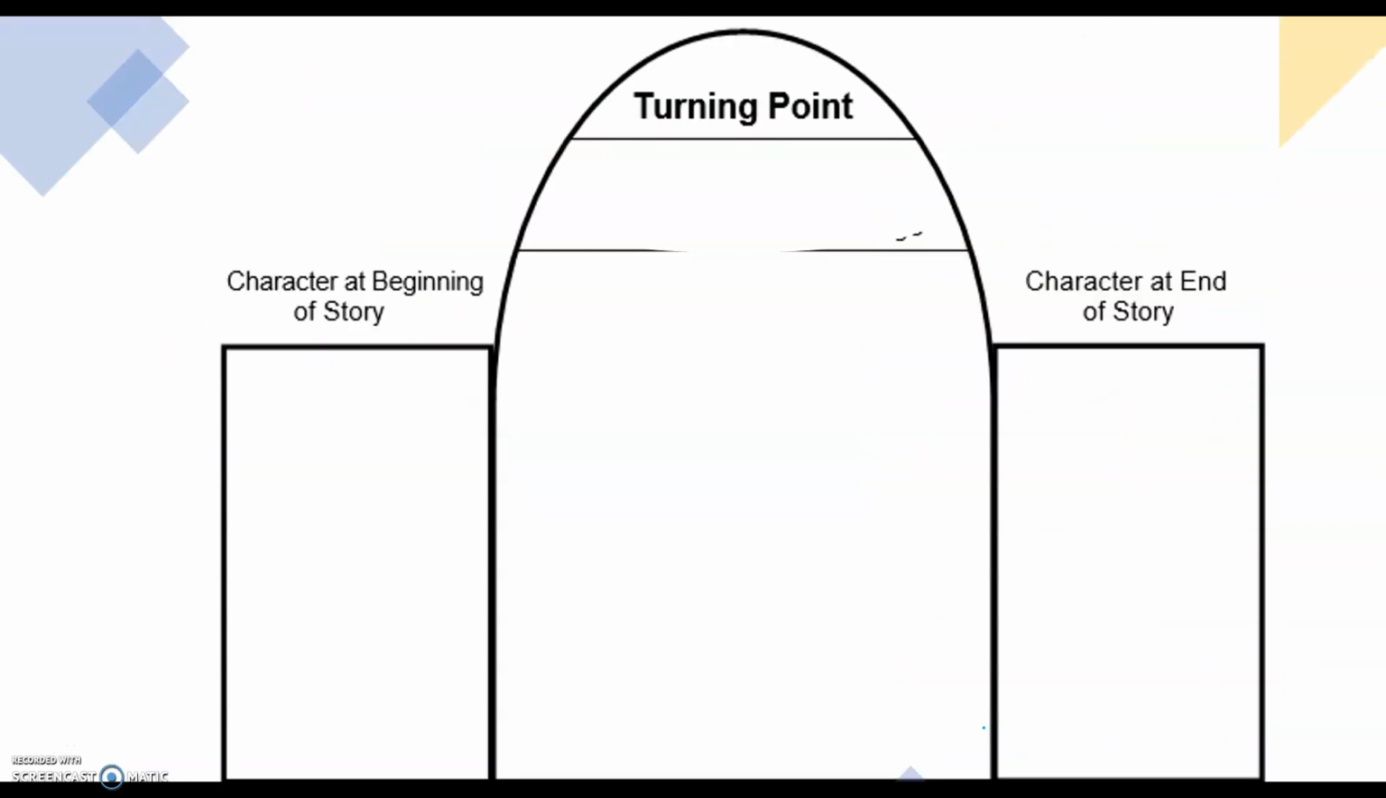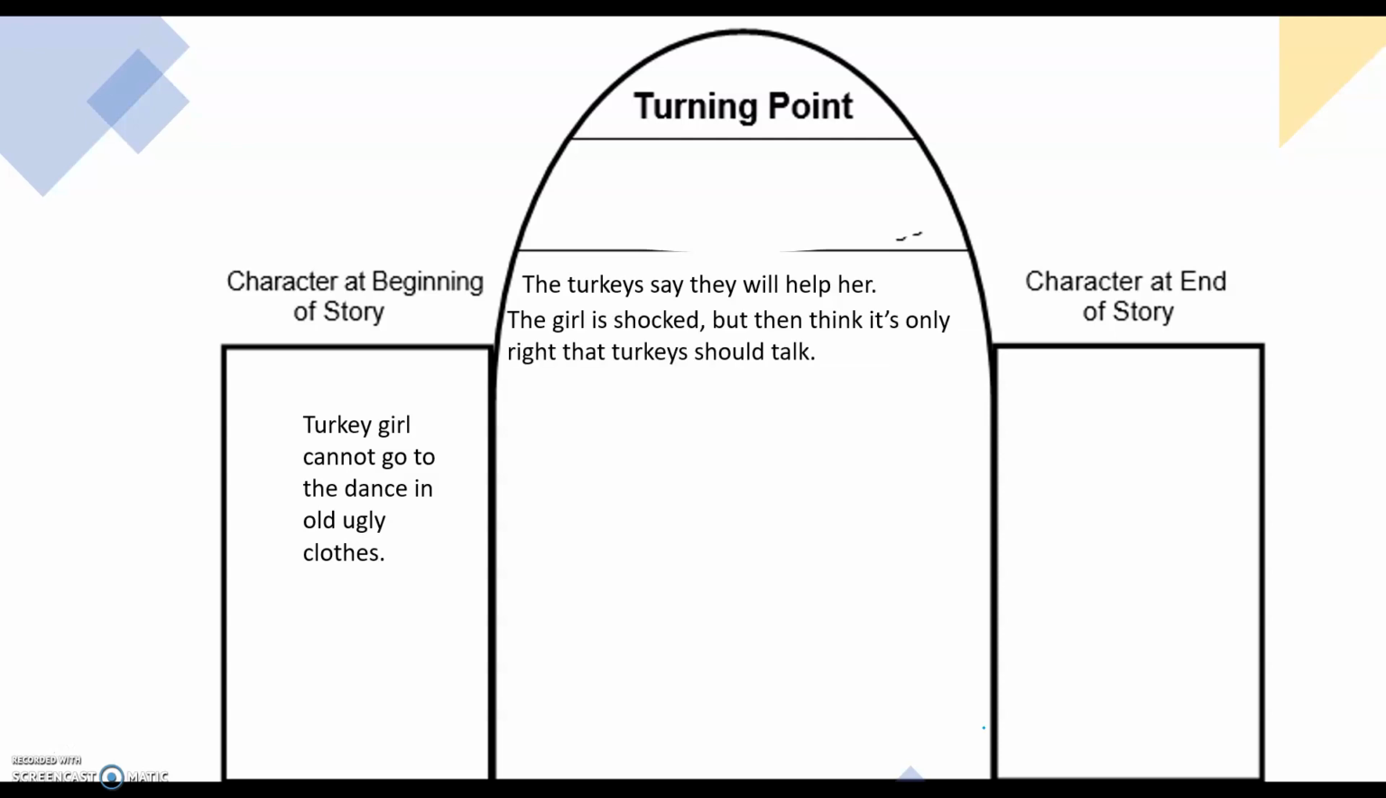Now let's take a look at this graphic organizer. We identified that problem at the beginning of the story. Turkey Girl cannot go to the dance in ugly old clothes. We said that the turkeys responded by saying they would help her. She responds through her feelings. At first she's shocked, and then she responds through her thoughts. It's only right that the turkeys should talk because they're such good friends.